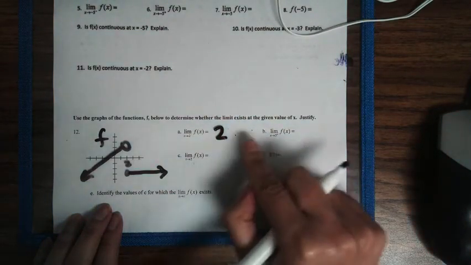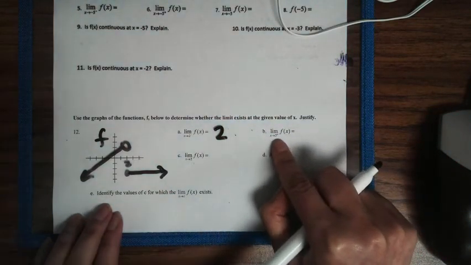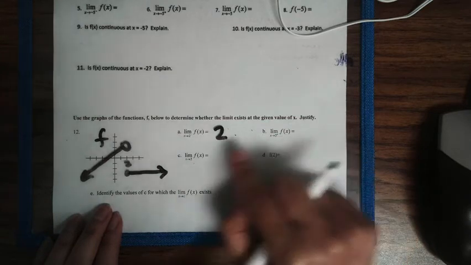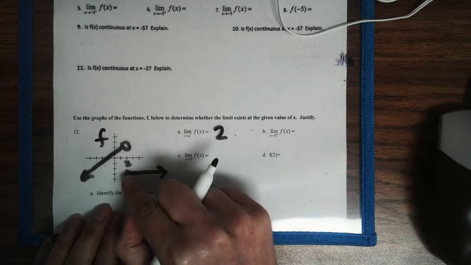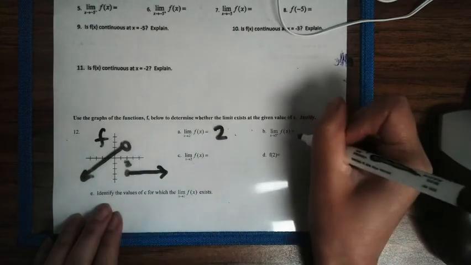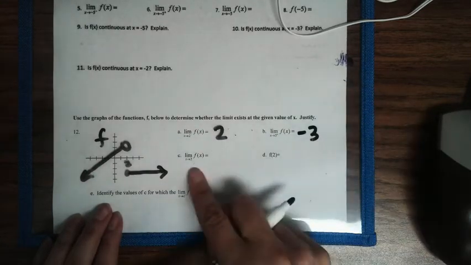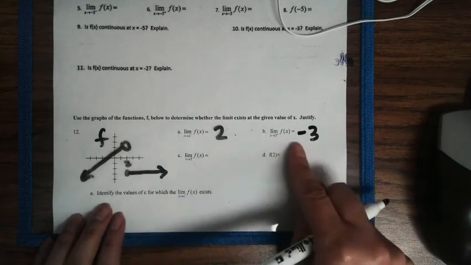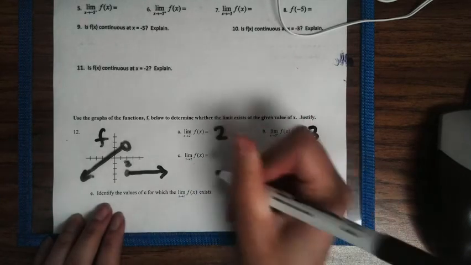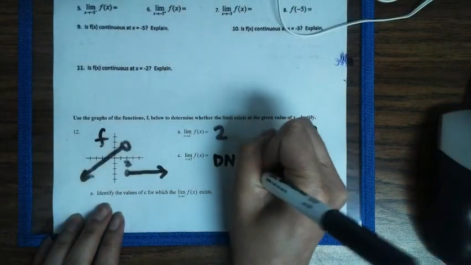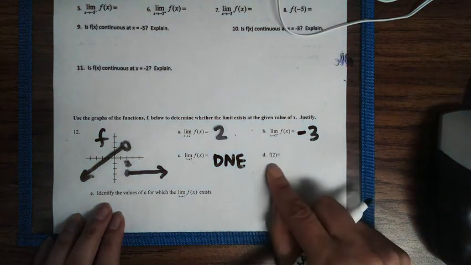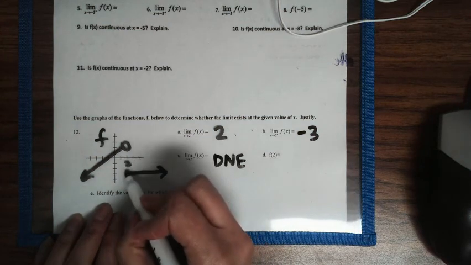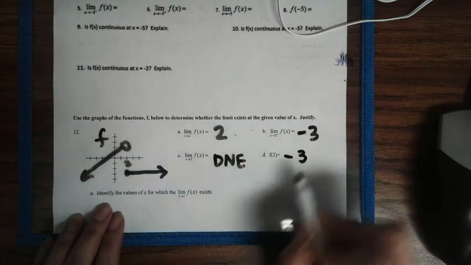Now let's look at b. Let's look for the limit as x approaches 2 from the right side. What happens on the right side? It's going to be negative 3. So what's going on with this limit? Does it exist or not? Are they the same? No, they are not the same. So this limit does not exist. Now, can you find f of 2? Yes, this is shaded, so this should be negative 3.